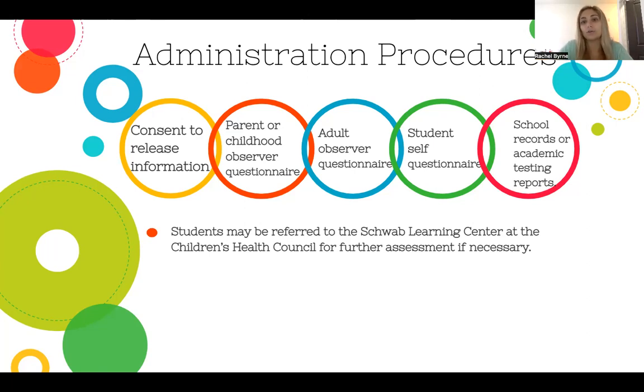Then they need to have an adult observer questionnaire, a student self questionnaire, and then school records or academic testing reports. That all needs to be done, so they all need to have this done before they can move on to the next steps. It also said students may be referred to the Learning Center or the Children's Health Council for further assessment if necessary. That doesn't need to be done, but it can be done if it is necessary.